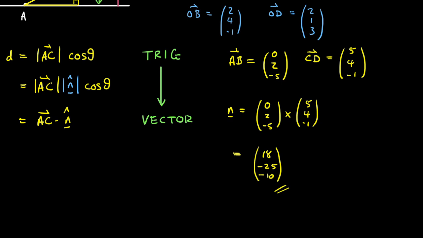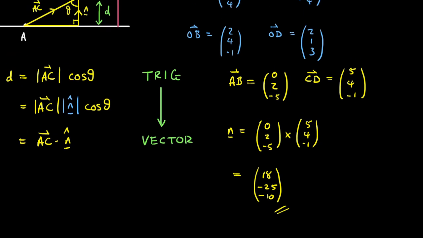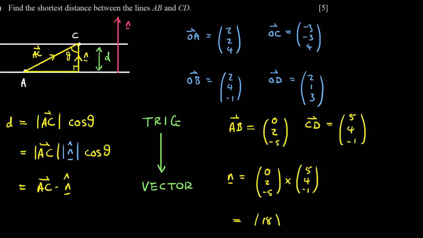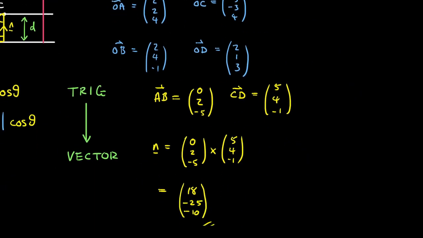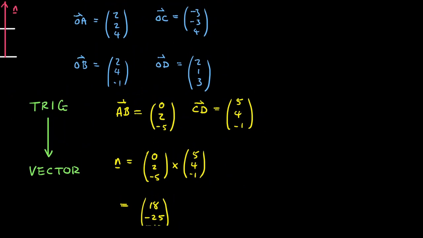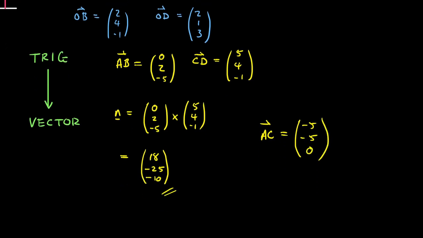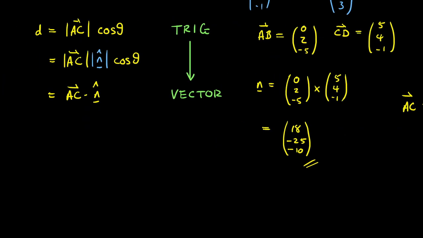So we're doing good. And so then what I want to do is find the vector AC and then take the scalar product of those two. So what's AC going to be? So I'll just move over here so I can see. The vector AC is going to be OC minus OA. So negative 3 minus 2 is negative 5. Negative 3 minus 2 is negative 5. And 4 minus 4 is 0.